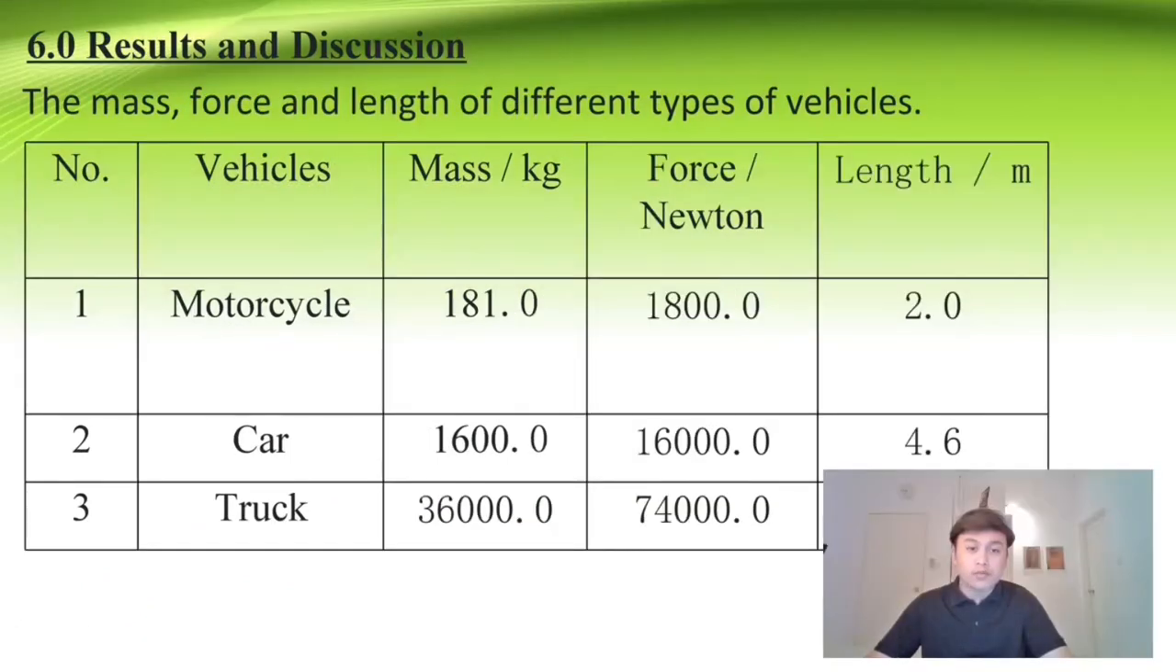On to the next part, which is about result and discussion. Based on this result, we have made research about the mass, force and also the length of various types of vehicles that are actually common on the road. The first type of vehicle is the motorcycle, followed by the truck and lastly the car.